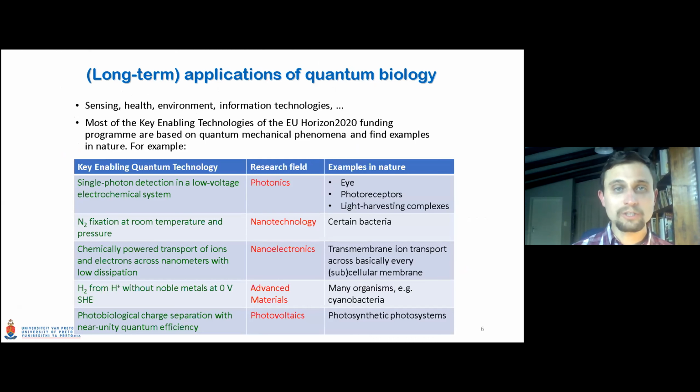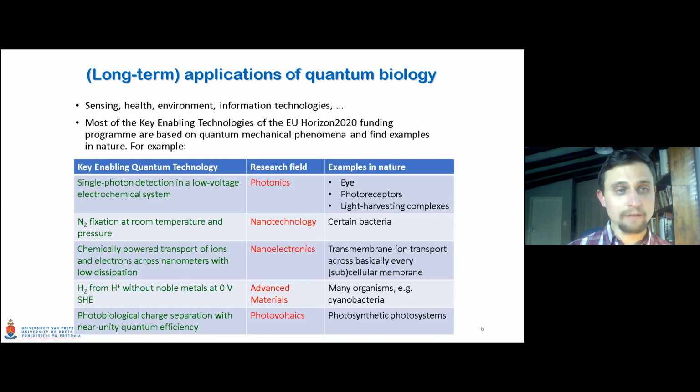Okay, quantum biology has very interesting long-term applications in diverse fields such as sensing, health, the environment, information technologies, and here are just a few examples of that. And these are key enabling quantum technologies that have been part of the EU Horizon 2020 program during the past 8 years, and massive amounts of funding by the European Union was given to the best research groups in the world that have tried to realize these quantum biologies.